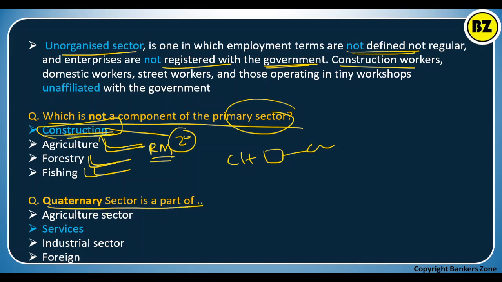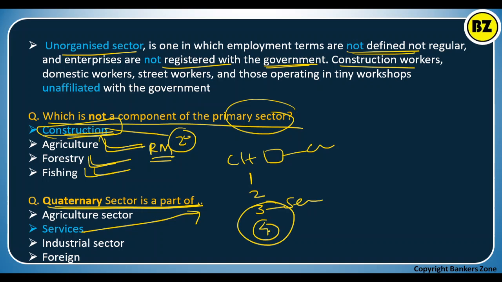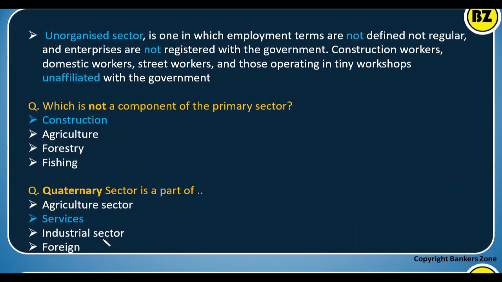Quaternary sector is a part of what? It is a part of services. Remember, there are primary, secondary, and tertiary. Tertiary means basically services, and quaternary is basically a part of services. So remember, quaternary is a part of the services sector. What is included in the quaternary? It includes research, teaching, and development. That is nothing but a part of services. That is also an important question for you.